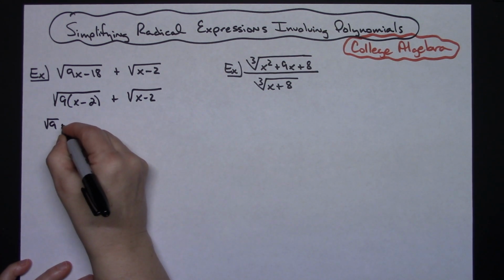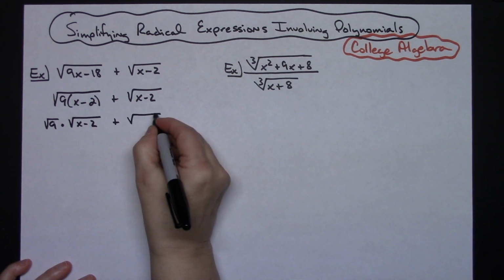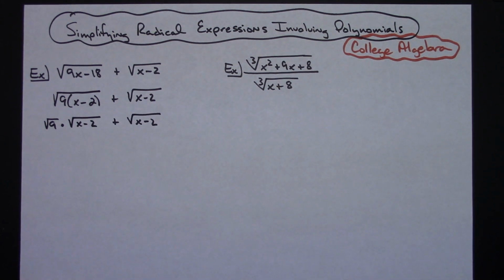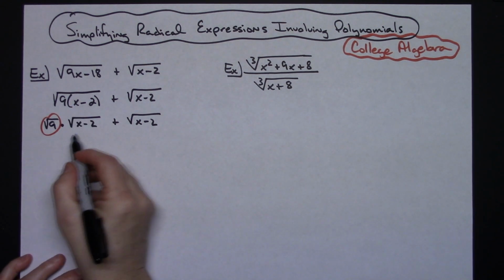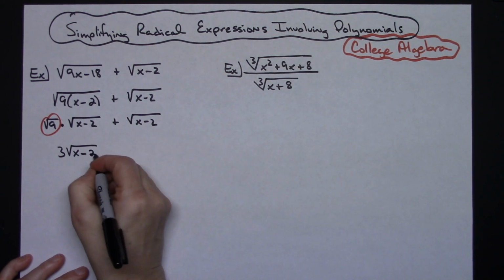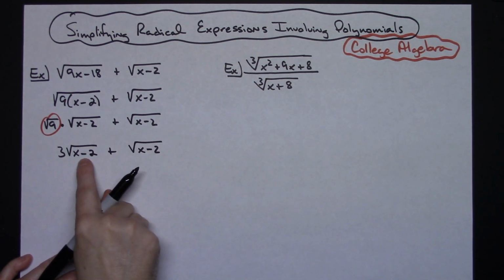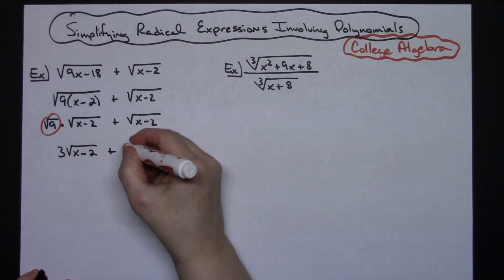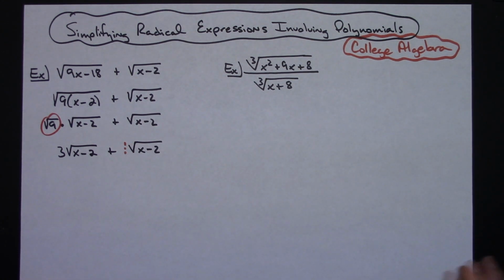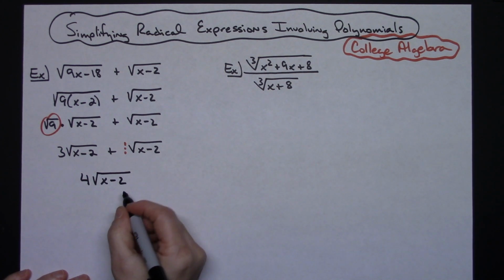Now we should be able to look at this, and I'm showing an extra step here. If I isolate that square root of 9 times the square root of x minus 2, hopefully now you can very easily see that the square root of 9 is going to be a perfect square root. So this radical simplifies to 3 radical x minus 2. Now I want to add it to the square root of x minus 2. I now have like radicals. We can't forget about the imaginary 1 that is sitting in front of that radical. So I add those coefficients out in front. I'm going to end up with 4 square root of x minus 2.